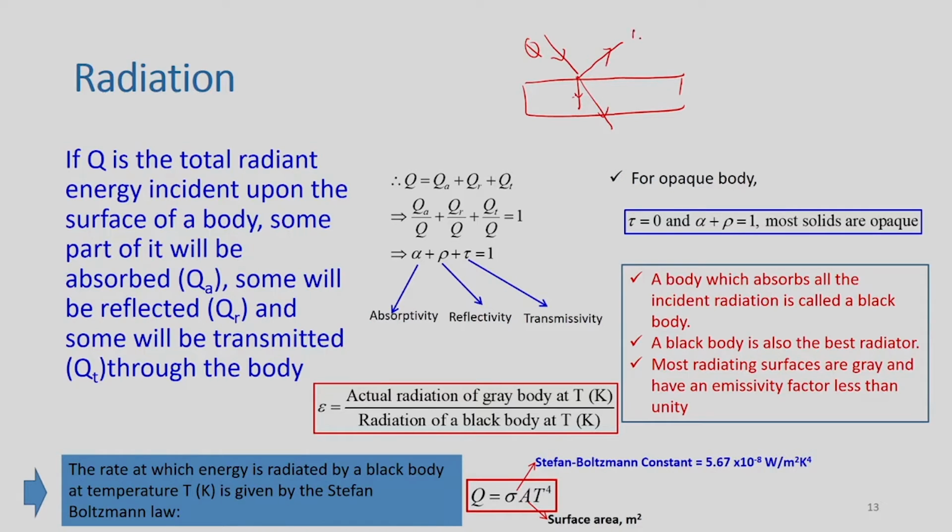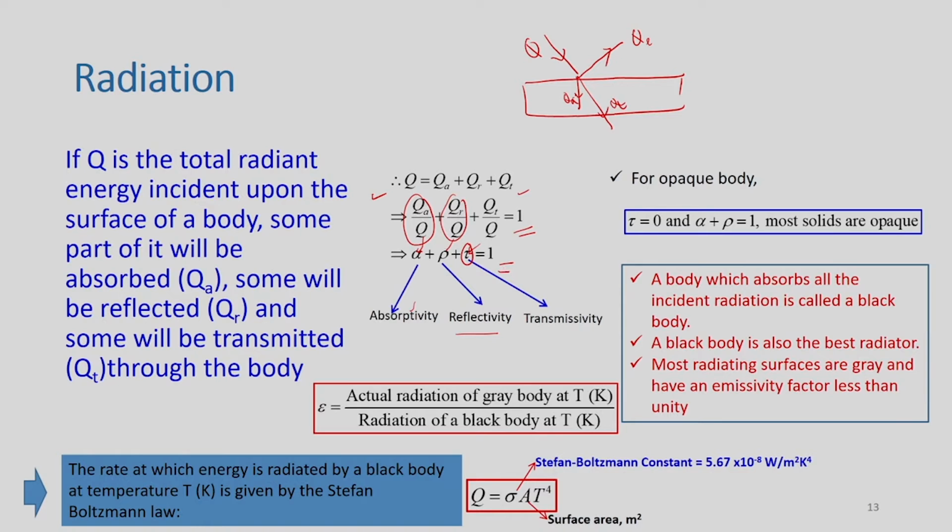So, if we write this reflected is QR and this absorbed is QA and transmitted is QT, then we can write Q is nothing but QA plus QR plus QT, and if we divide both the sides by Q, we will get this kind of expression. What does it indicate? QA by Q is alpha, which is absorptivity, QR by Q is rho, which is reflectivity, QT by Q is transmissivity, which is represented by tau. So, alpha plus rho plus tau is equal to 1.